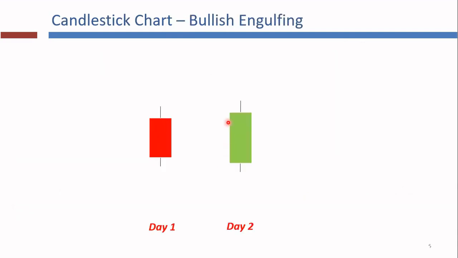Now, let us take another example of a candlestick chart pattern. This is a 2-day candlestick pattern and it's known as the bullish engulfing pattern. Day 1 is a red candle, which means that the opening price is greater than the closing price, or it means that sellers are in control on day 1. Day 2 is a green candle, which means that the closing price is greater than the opening price, which means buyers are in control. The relationship between these two candles is that the opening price of day 2 is less than the closing price of day 1, and the closing price of day 2 is greater than the opening price of day 1.